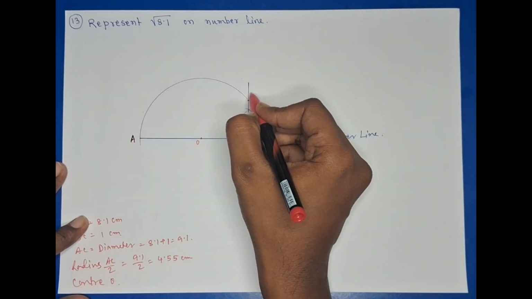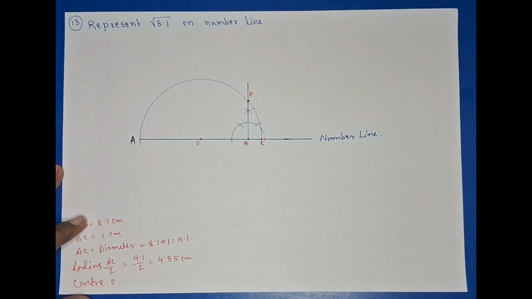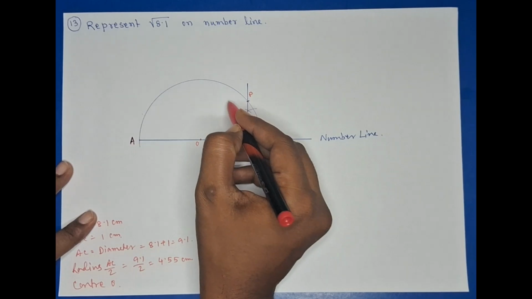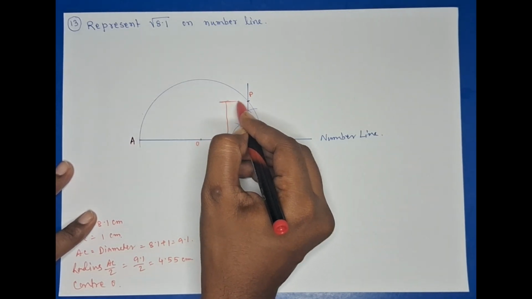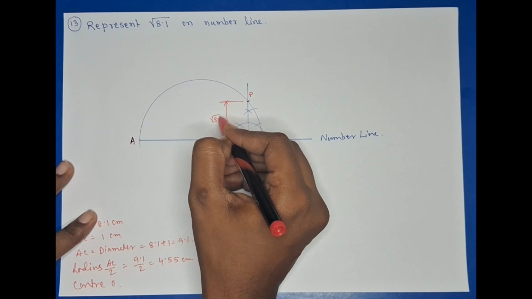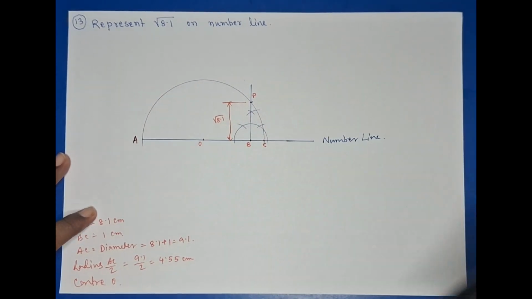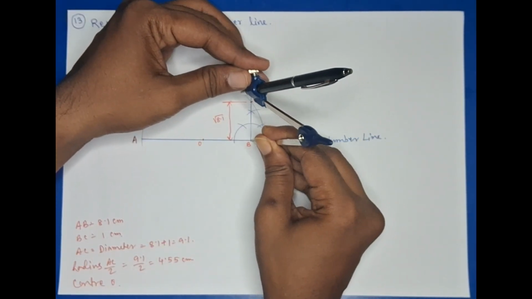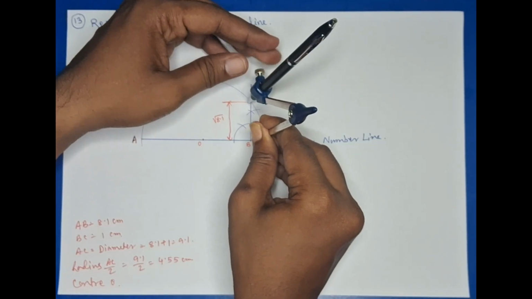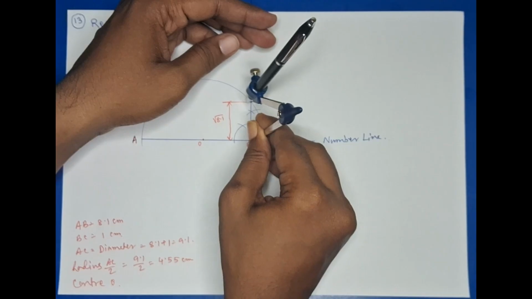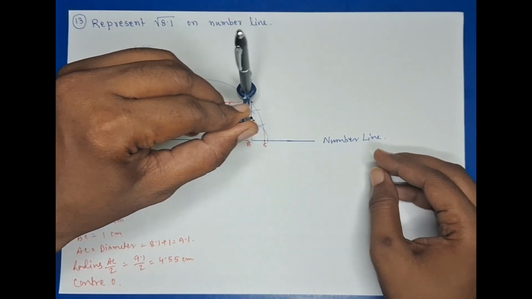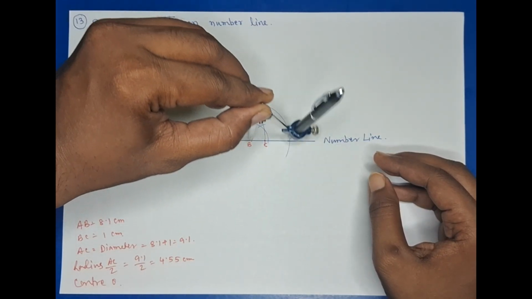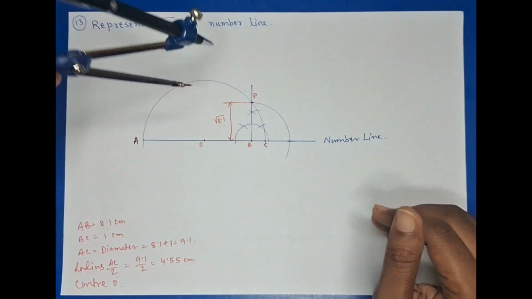Let us name it as P. Okay. This BP is square root of 8.1. And how to represent it in number line? Again, taking the BP as radius, and B as center, we draw an arc and we'll check where it cuts on number line.